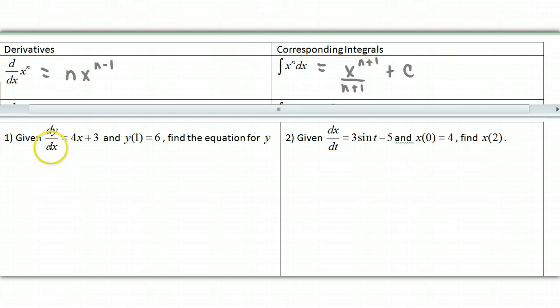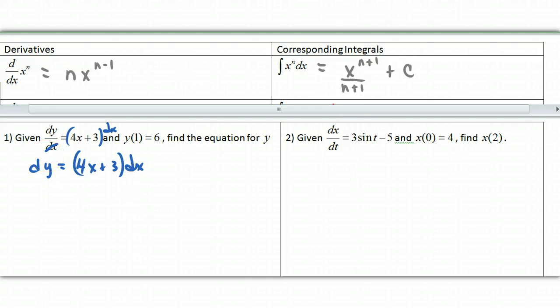Differential form means that this dx is going to go over here with this term on the other side. So if I have dy, I'm going to cancel it here, and I'm going to cover this up and multiply it by dx. So it's going to be dy is equal to 4x to the third, 4x plus 3 dx, and that's now set up for my integral.